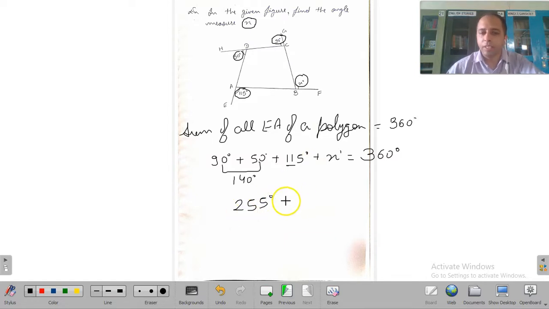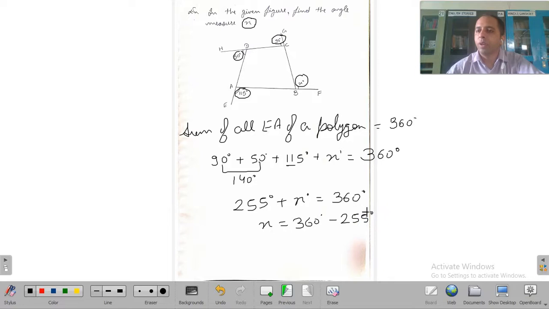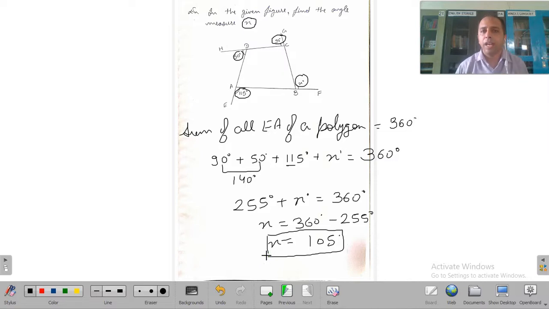255 degrees plus x is equal to 360 degrees. So what is the value of x here? The value of x will be 360 degrees minus 255 degrees. So how much will it be? It will be 105 degrees. So the measure of angle x is 105 degrees.